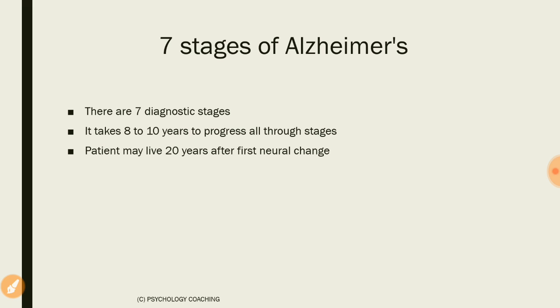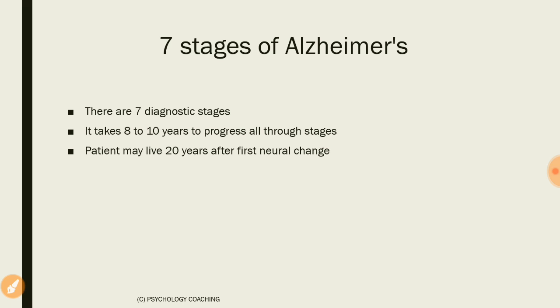Also, some psychiatrists, or you can say doctors, say that there are 7 stages of Alzheimer's and 7 diagnostic stages, and it takes approximately 8 to 10 years to progress through all stages. And if a person is diagnosed with Alzheimer's, I think he or she would survive for around 20 years after the first neural change.